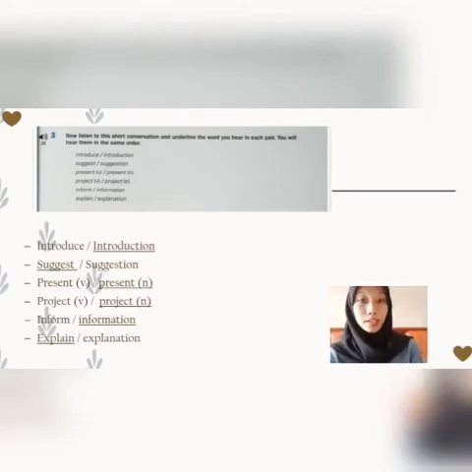The last is explain or explanation. The correct answer is explain, because in the last conversation he said that another guy can explain the next 2 slides. So explain is the correct one.